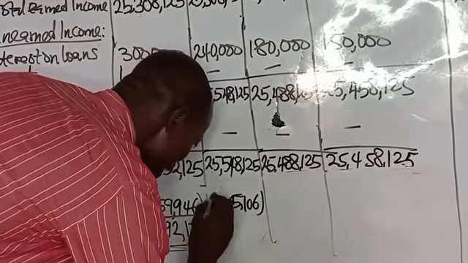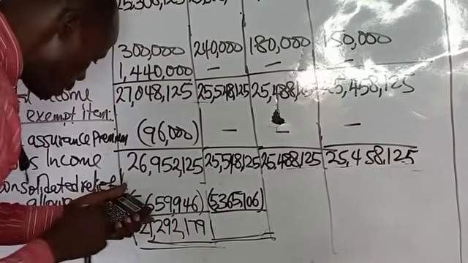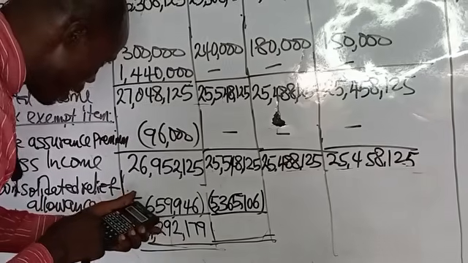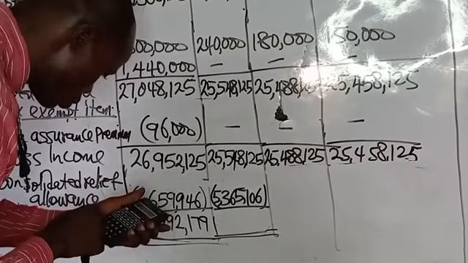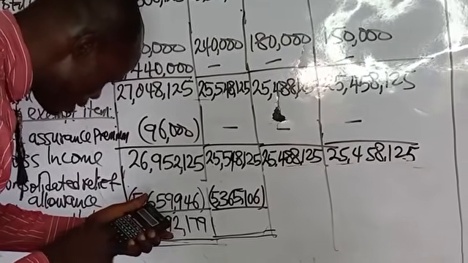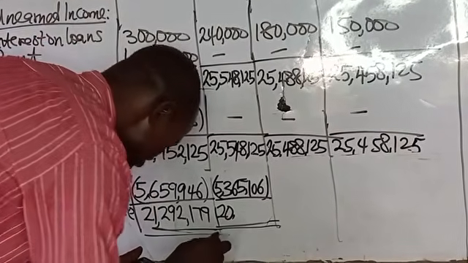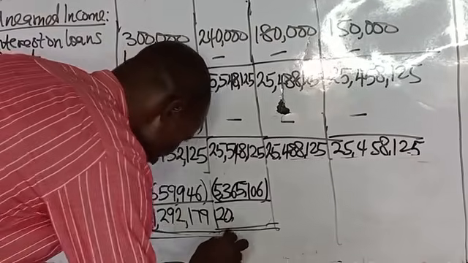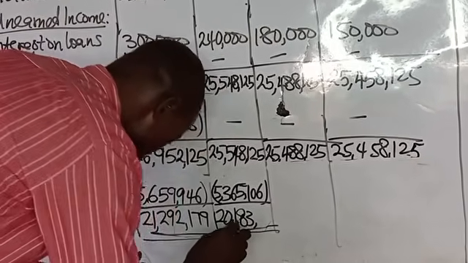If you deduct that from the gross income of Femi, the gross income is 25,548,125. If you subtract 5,365,106 from that, the chargeable income of Femi will be 20,183,019.